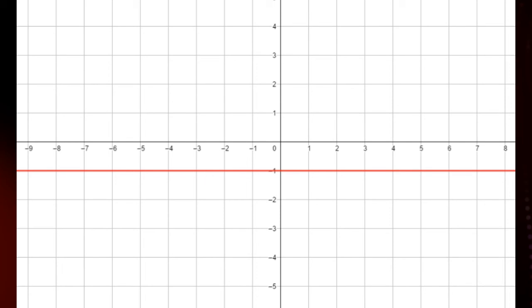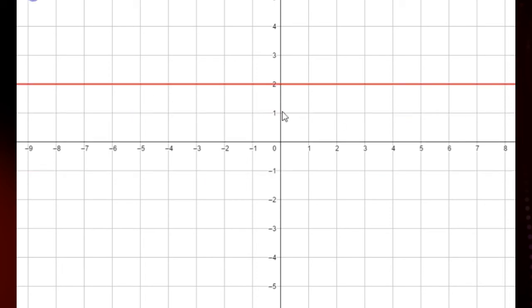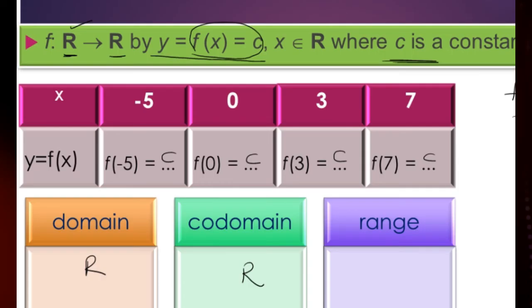If I take c equal to 2, that means the value of y, my range, will remain 2 throughout the curve. Whatever the value of x may be, it will not change. The value of y will remain 2. So if c is the constant function, my range will become {c}.